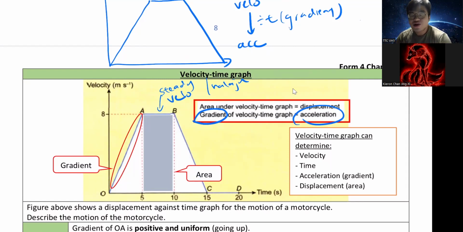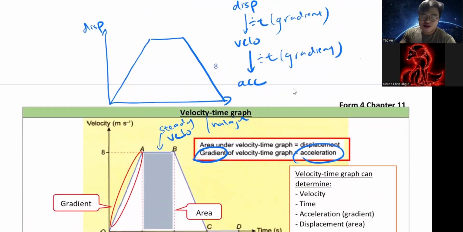Am I making sense? When your dad or your mom steps on the brake, the car is still moving forward, right? Whereas this part, negative gradient, negative velocity. Okay, halaju negative, the car reverses backward. This is the car reverse. So you see the difference?